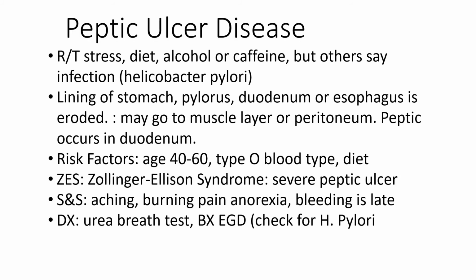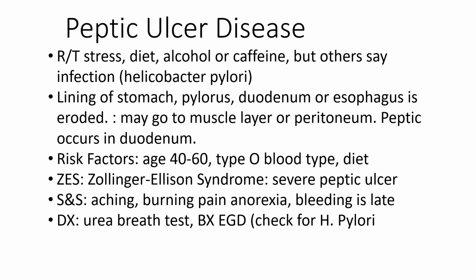Peptic ulcer disease is related to stress, diet, alcohol, or caffeine, but some say it's because of that H. pylori. The lining of the stomach, the pylorus, the duodenum, and the esophagus is eroded, and it may go through many muscle layers into the peritoneum. Peptic ulcers also occur in the duodenum. Risk factors are between 40 and 60 years old, type O blood, and poor diet.